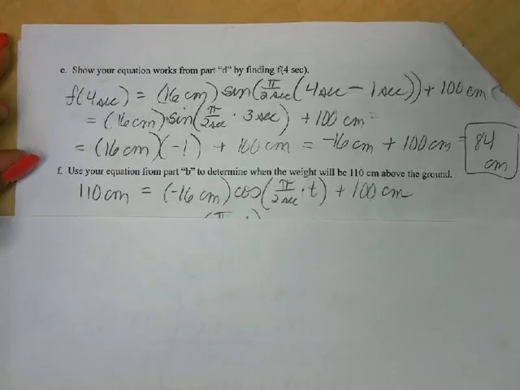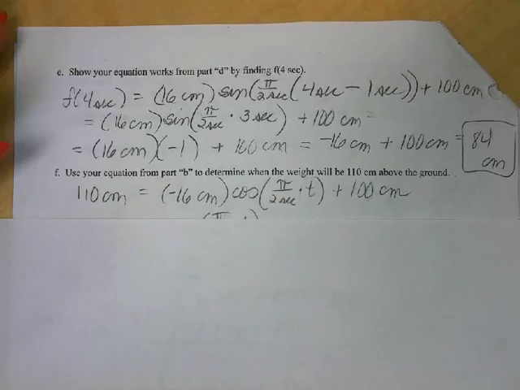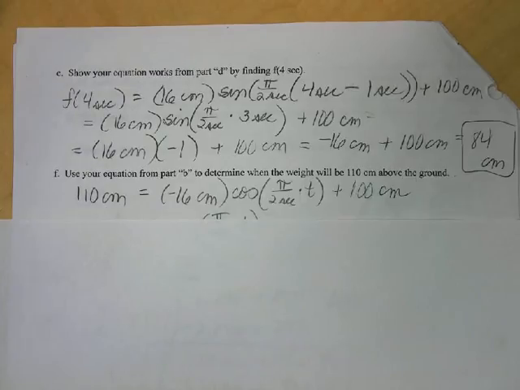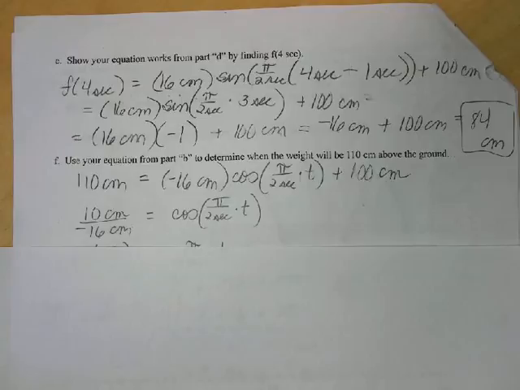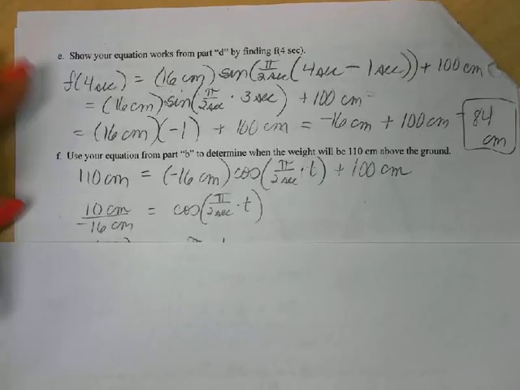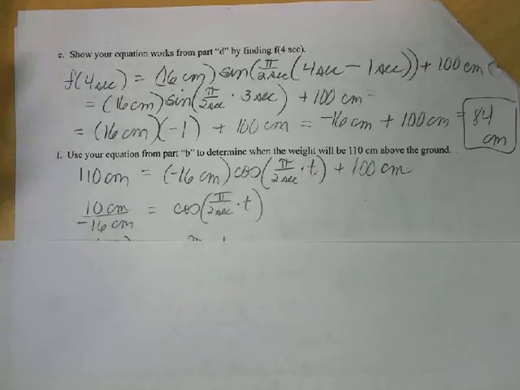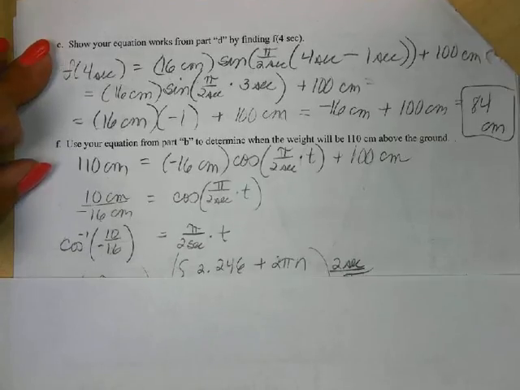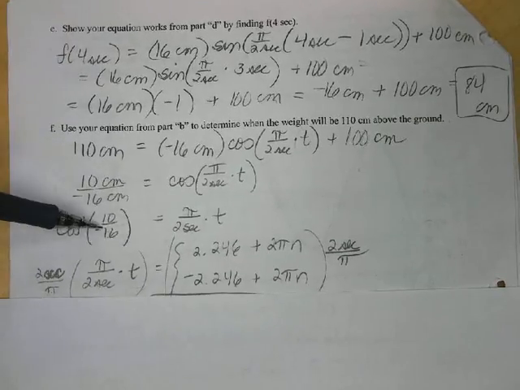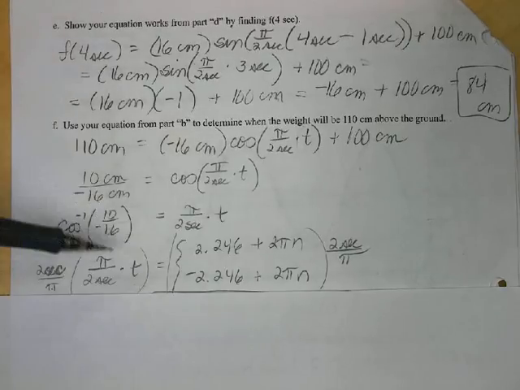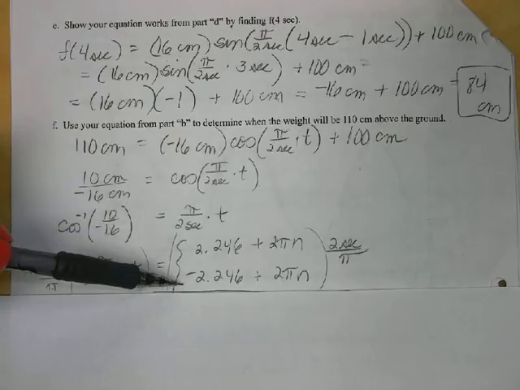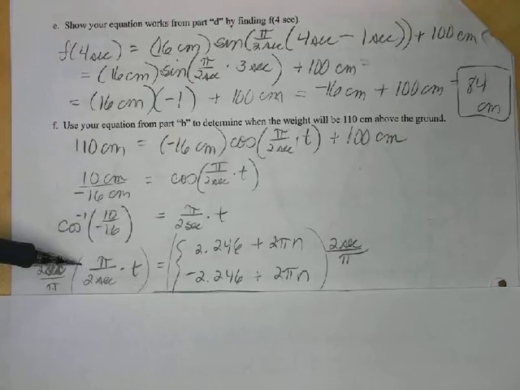So I set my equation equal to 110 centimeters. I chose to use the cosine function, which was the part from part B, and I did my algebra. I'll have to subtract 100 centimeters from both sides and also divide each side by negative 16 centimeters. Now I'm ready to take the inverse cosine. And when I take the inverse cosine, I will find this angle, but I have to remember that for inverse cosine, I have angle plus 2 pi n and opposite.